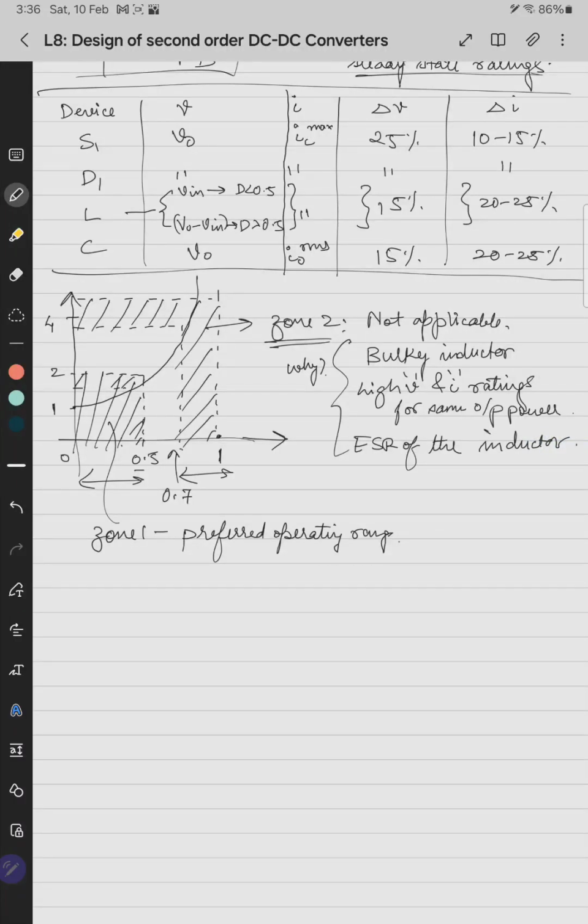That's why the reason is we should not operate the boost converter at a higher duty ratio. Why am I saying that operating the boost converter at the higher duty ratio will result in higher voltage and current ratings for the same power rating? Because the voltage and current ratings of a device are proportional to the converter's overall rating.